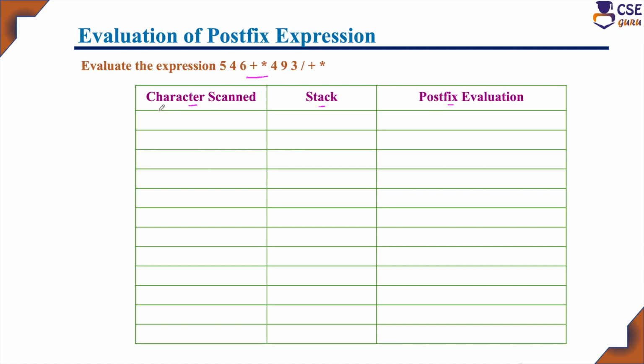The postfix expression is 546 plus star 493 division plus and then multiplication. And what is the algorithm? First step is we need to add a closed parenthesis at the end of the postfix expression. This represents the end of the expression evaluation.